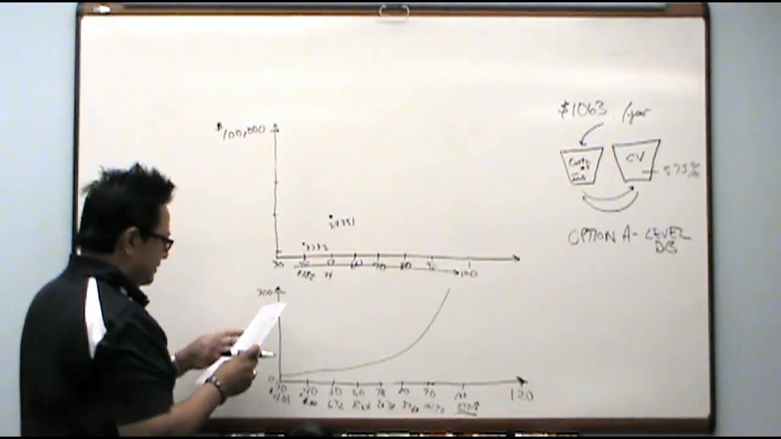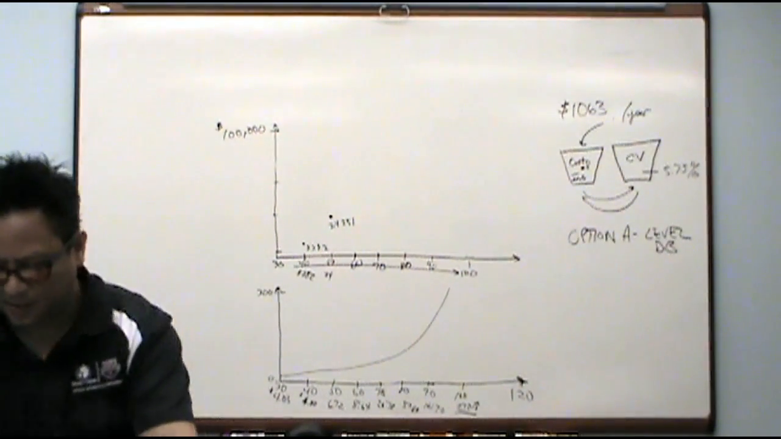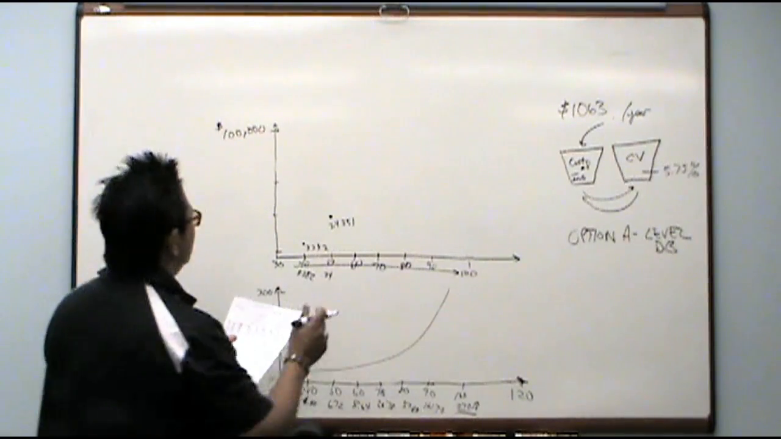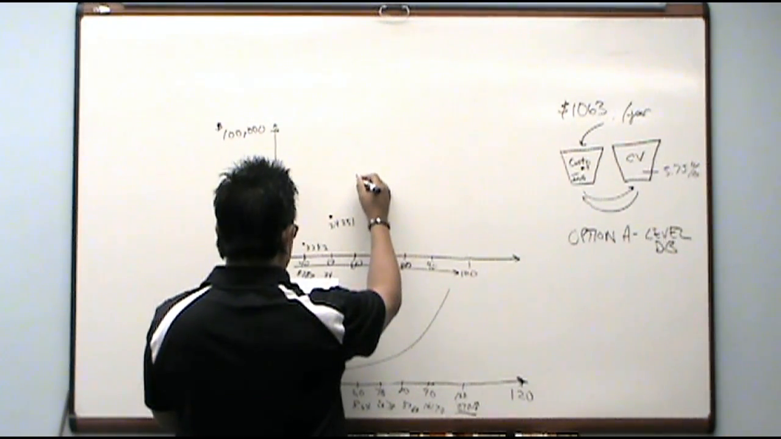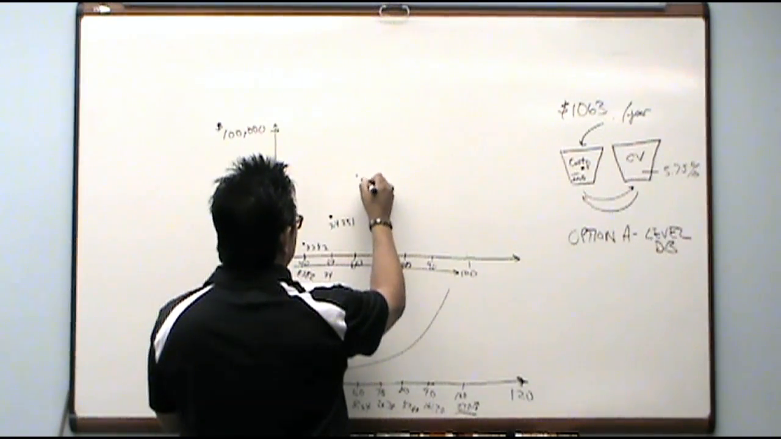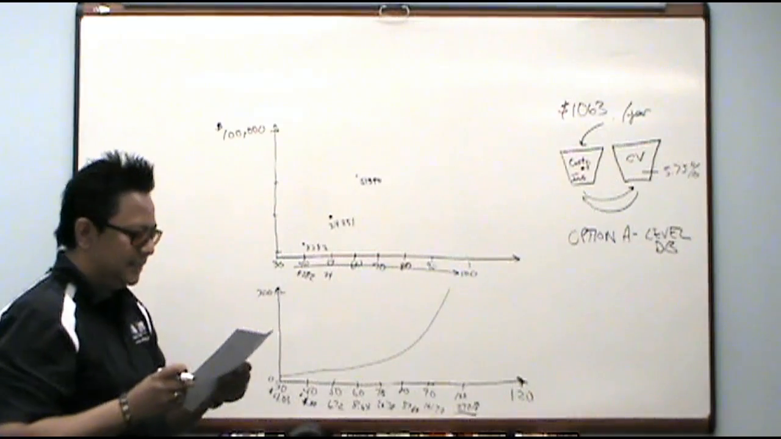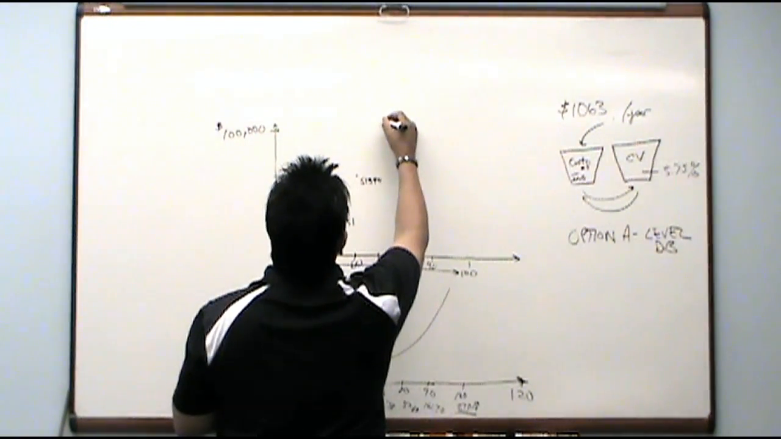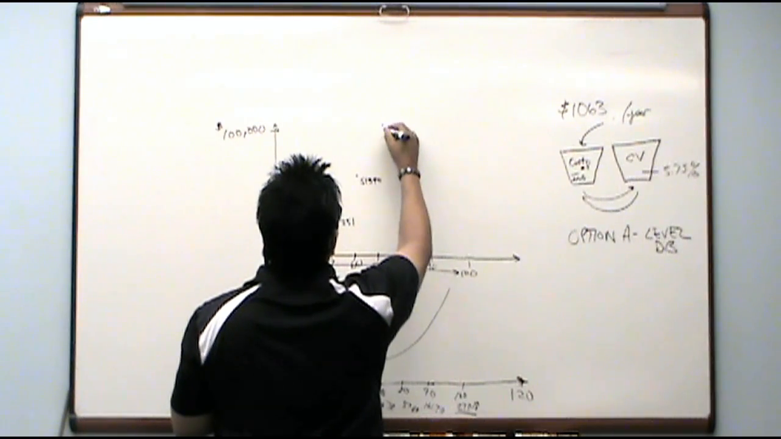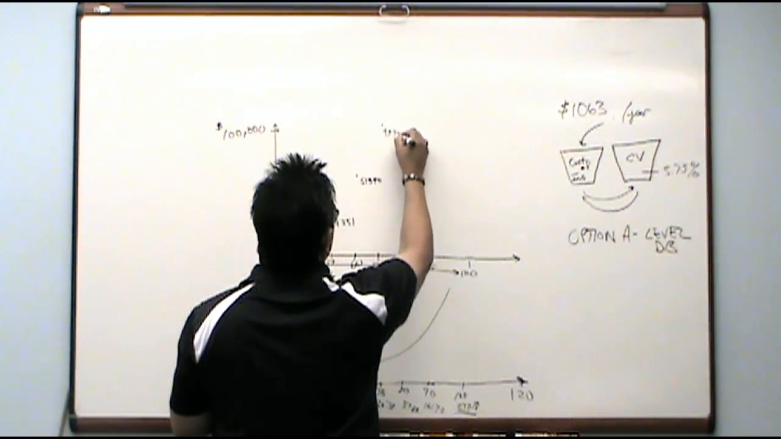At age 60, it jumps up to 51,390. Age 70 goes to 98,326.